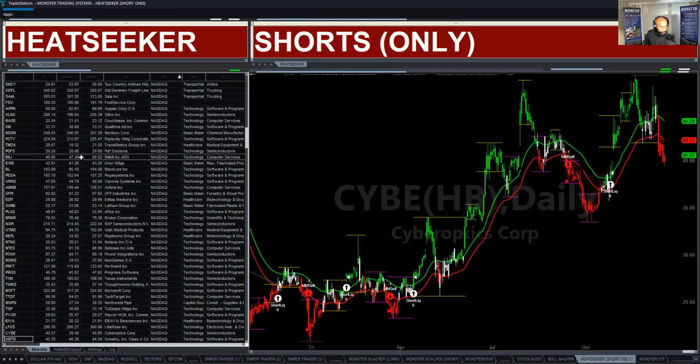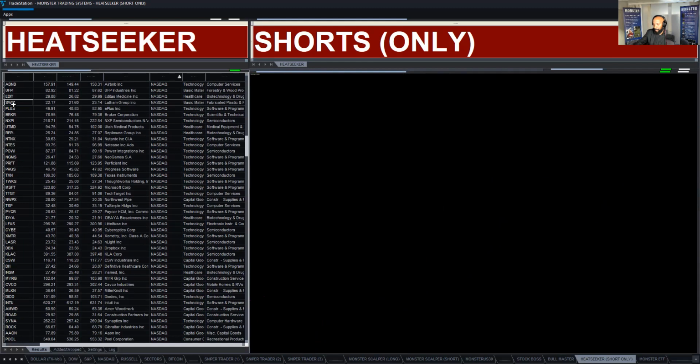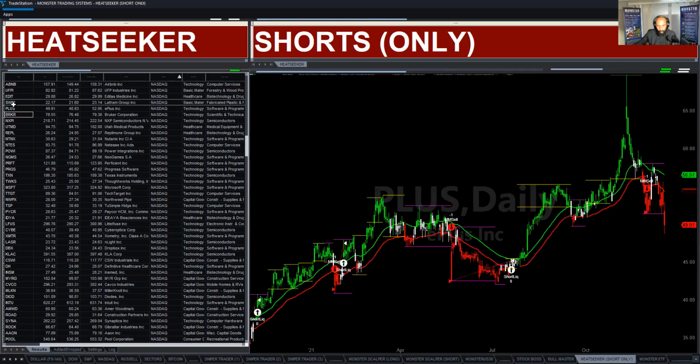So let's find some shorts here. Here would be a good short. Here was our sell short signal, this arrow here. Price broke this support. Right now it's in the markdown phase, so we would short it. We would get puts here. The NASDAQ is weak, and this NASDAQ stock is weak, so we would get puts here, and we make money as the price goes down.